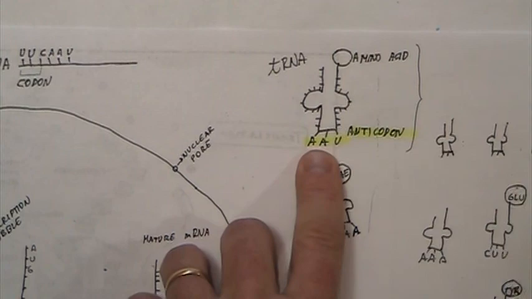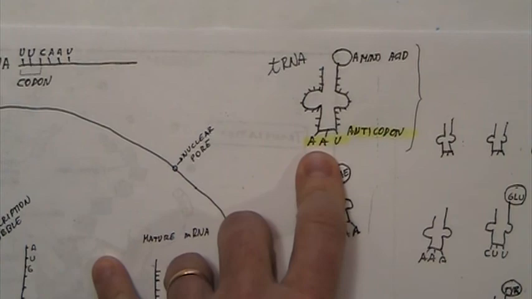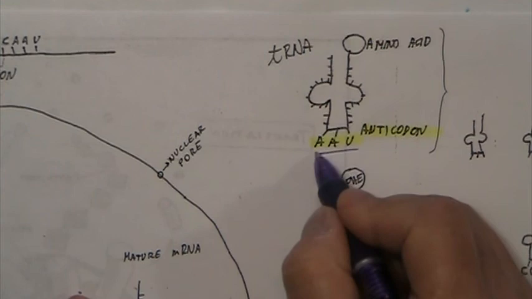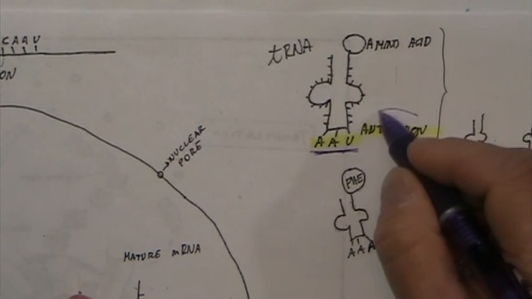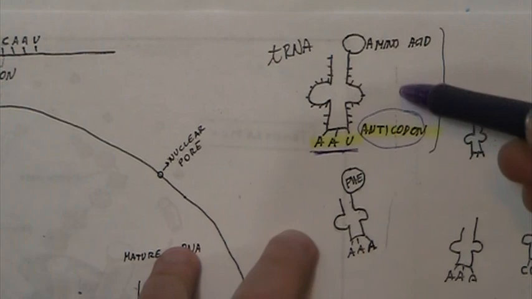Those lines represent nucleotides, but we don't really care much about the sequence or what nucleotides are there. The only three nucleotides in tRNA that we care about are the three down here at the bottom, and these are called the anticodon. Also, please notice that attached to the tRNA here is a beautiful amino acid.